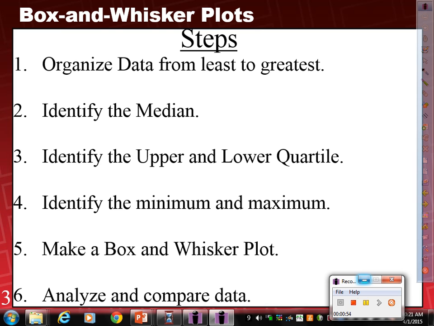So, 5 easy steps. We're going to organize data from least to greatest. Did we do that already on the warm-up? Yes. Did we find the median on the warm-up? Yes. So we already know how to do these two. What we need to focus on is the rest, which is finding the upper and lower quartile. I'll show you how that is. The minimum and maximum, I'll show you what that is. Then we're going to make a box and whisker plot, and then afterwards we're going to analyze data. Okay? So here we go. So, first things first.